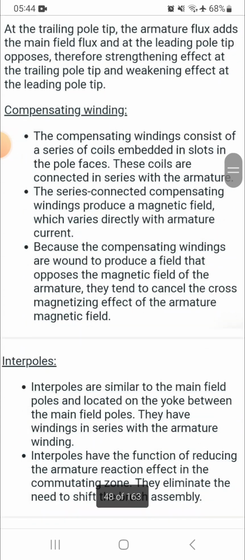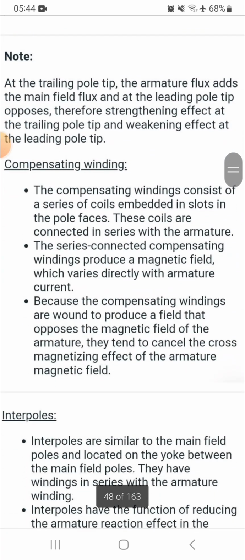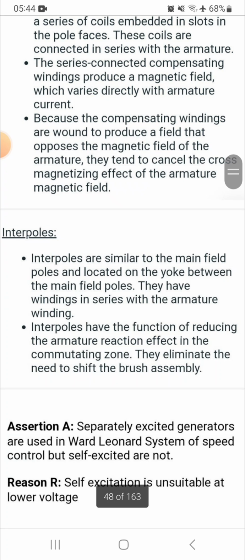Next one. Here the compensating winding is also given and interpoles are also given. Interpoles are similar to the main field, and just have the function of reducing the armature reaction effect in the commutating zone. They eliminate the need to shift the brush assembly.